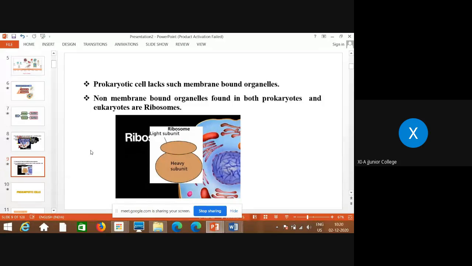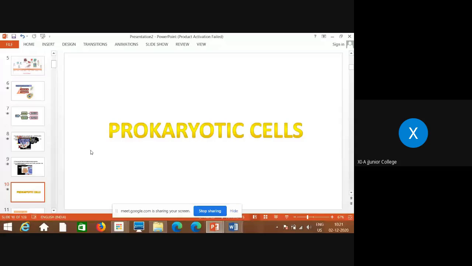That's why I have told you this right now, because whenever you study thoroughly, it helps you, especially for MCQs. So that dash is the organelle which is considered to be a non-membrane bound organelle, and a non-membrane bound organelle is present in both pro and eukaryotes. So that's why I've just given you the example.